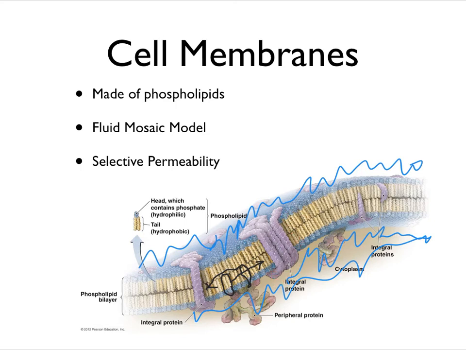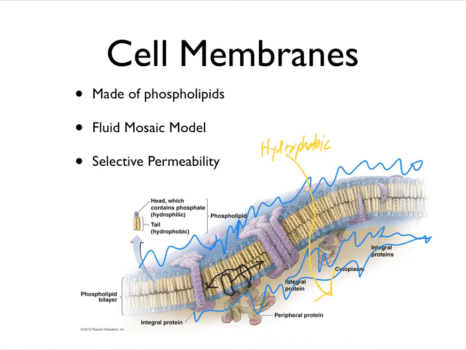It's actually by mass about 50% protein. These proteins can also float side to side fairly freely, although they do so much slower than the lipids do. We also describe the membrane as being selectively permeable, meaning some things can get through very easily and some things can't. Specifically, the inside of this membrane is very hydrophobic, water-fearing. So things which are hydrophobic, like lipids and certain organic molecules, can easily pass through without any assistance.